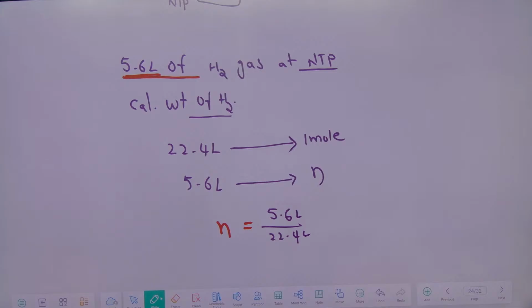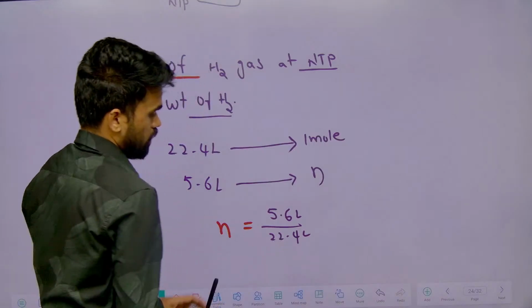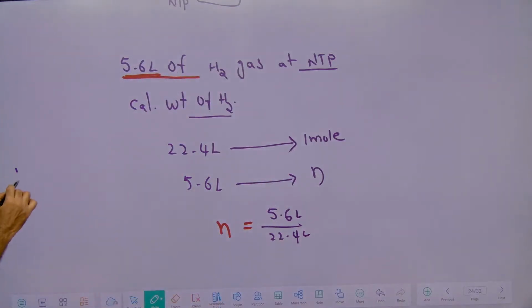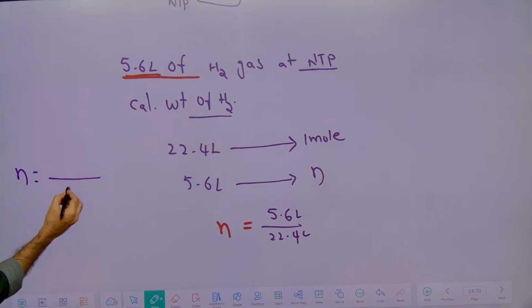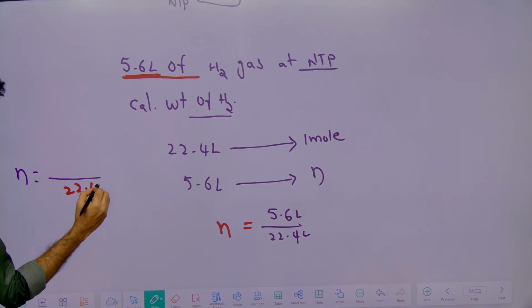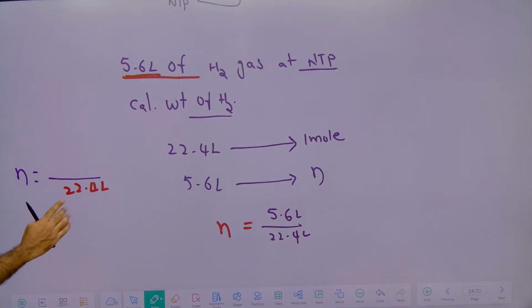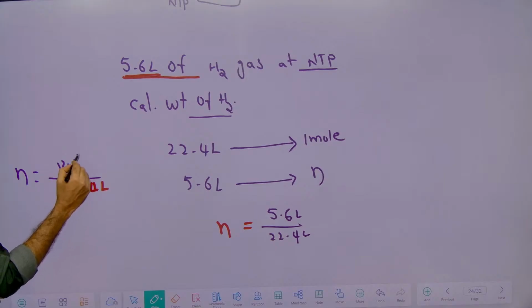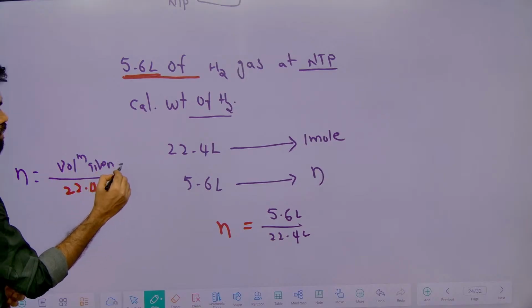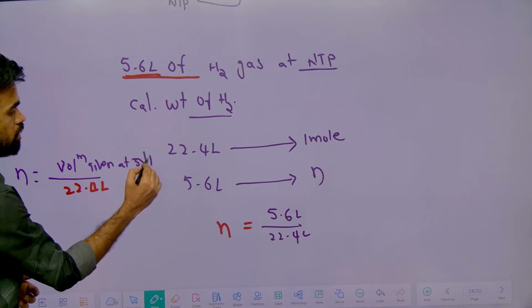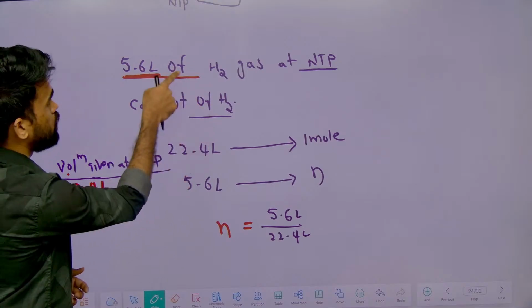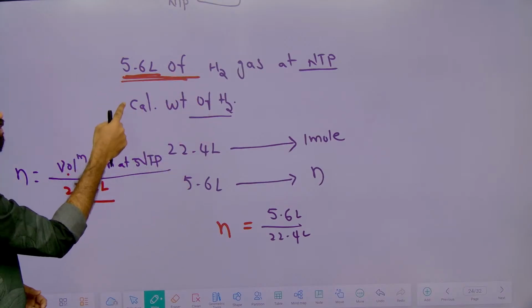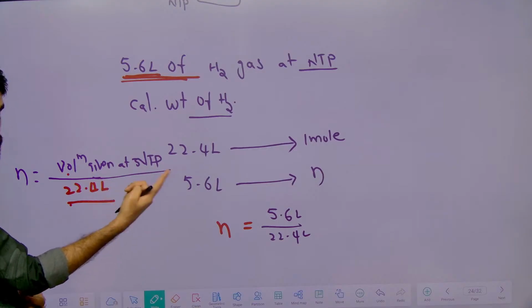See, now we got a formula. Number of moles is equals to, when volumes are mentioned, in the denominator it is 22.4 liters all the time, because it is for 1 mole. Now here you write volume given at NTP, by 22.4. Volume given at NTP is how much, 5.6 by 22.4, that is 1/4.